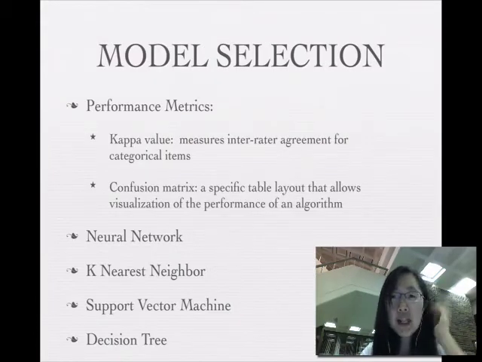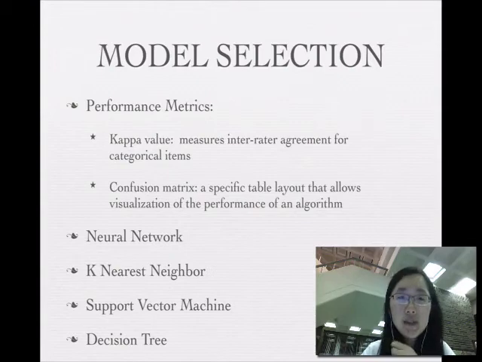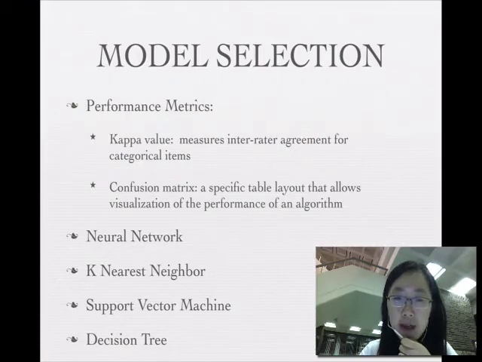For the model selection, I first define the performance metrics. I use the kappa value. The kappa value measures inter-rater agreement for categorical items. And I also use the confusion matrix. It is a specific table layout that allows visualization of the performance of algorithms.